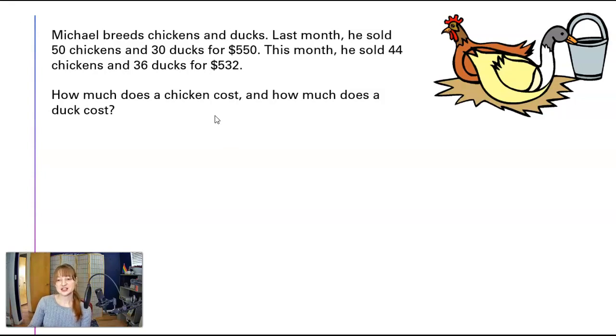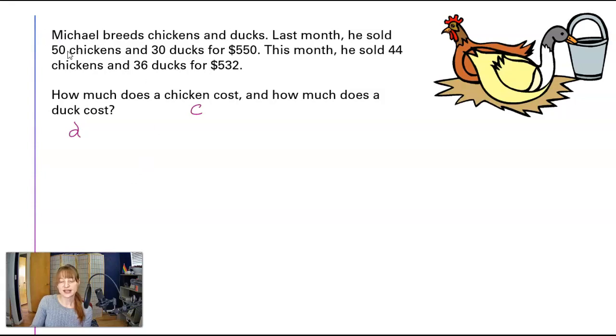Well, the first thing we need to do here is identify our variables and write them down. So you can look in the question. The sentence with the question mark will usually tell you what your unknowns are. What are our unknowns here? How much does a chicken cost? Well, that sounds like one. How much does a chicken cost? We don't know that. And how much does a duck cost? We don't know that either. So maybe we'll call those variables C and D.